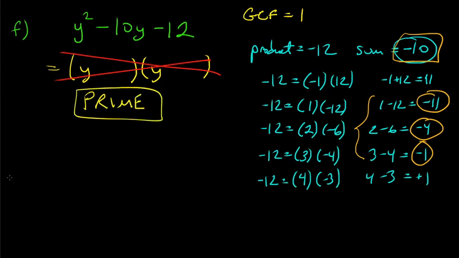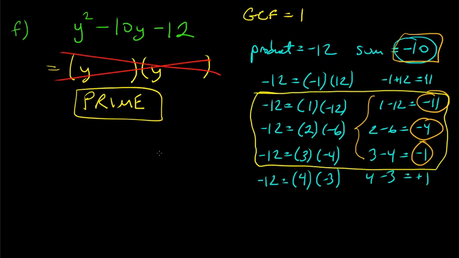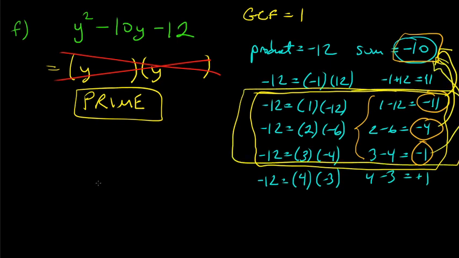Okay? Now, how do we know it's prime? Because I checked every possibility here, and none of them match to the negative 10. That's how you know it's prime. So you have to show this. You have to show every possible choice here, all the possible numbers that multiply to negative 12. When you add them up, you're looking for negative 10. If you don't find it, that means it's prime.